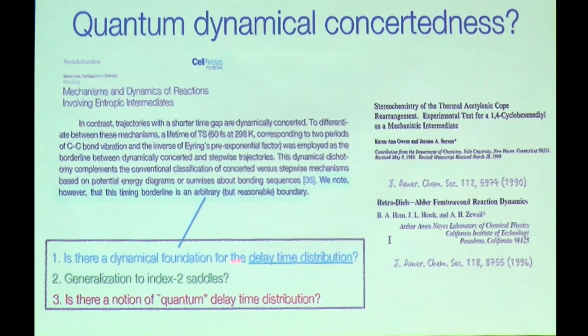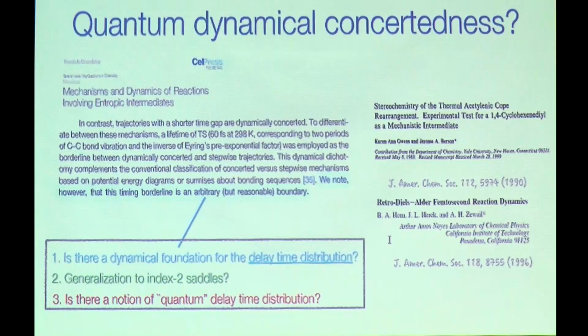And it turns out, in one of the reviews that they wrote fairly recently, they said, we note, however, that this timing borderline is an arbitrary but a reasonable boundary. In other words, this h by kBT, or inverse of that, is a reasonable thing, because that actually has to do with the time scale it takes to cross the transition state in some sense. So it's a reasonable time scale, but is there a dynamical basis for that time threshold? This is not clear. But that's what they use.